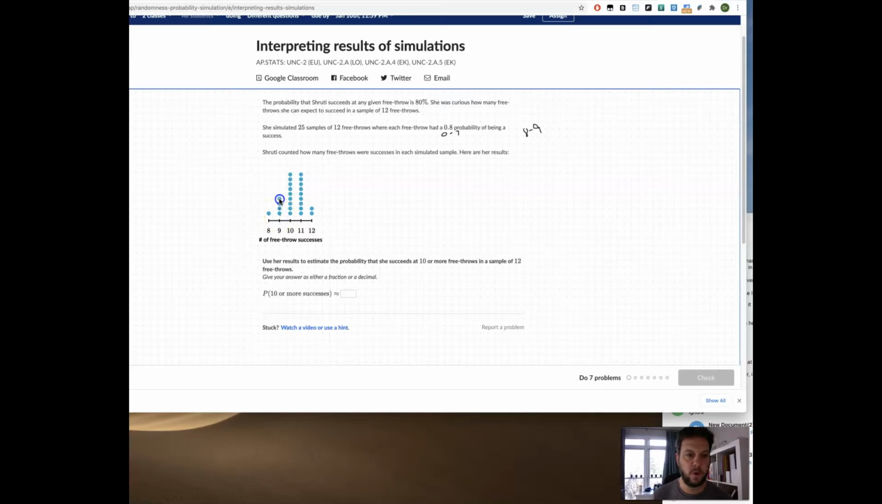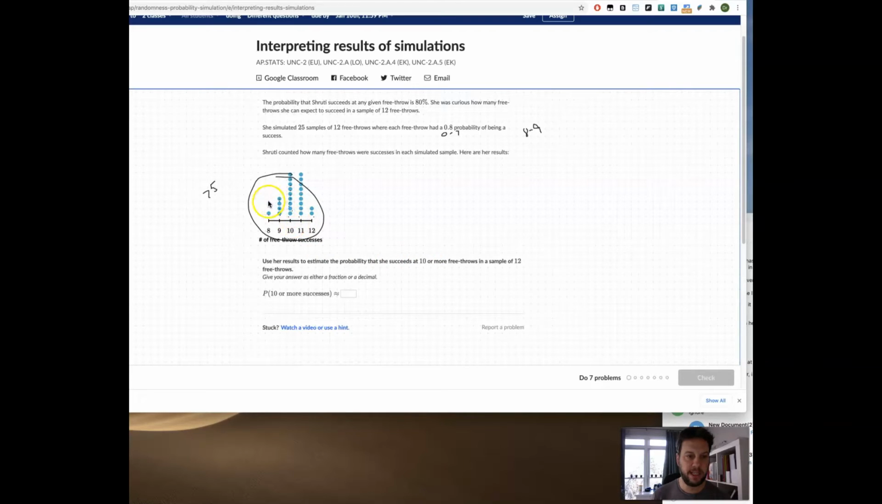1, 2, 3, 4 of the times, they made 9. 1, 2, 3, 4, 5, 6, 7, 8, 9 of the times, they made 10. 9 of the times, they made 11, and 2 of the times, they made 12. And there were 25 of these total, right? The probability that she succeeds at 10 or more free throws would be this one and this one added up.